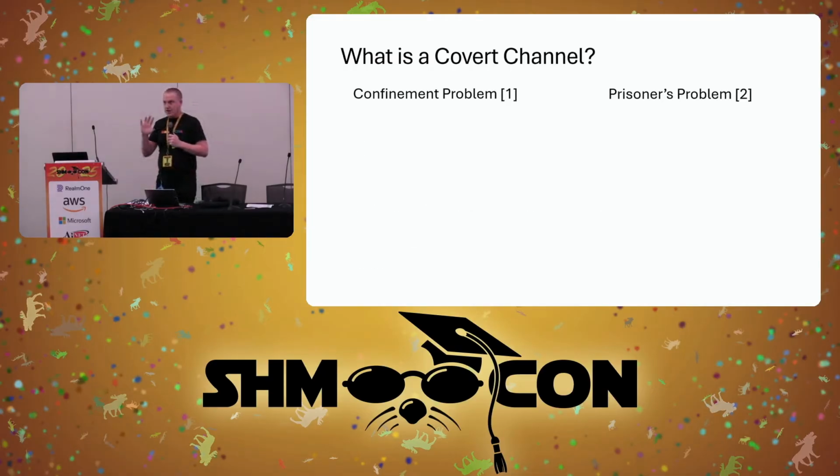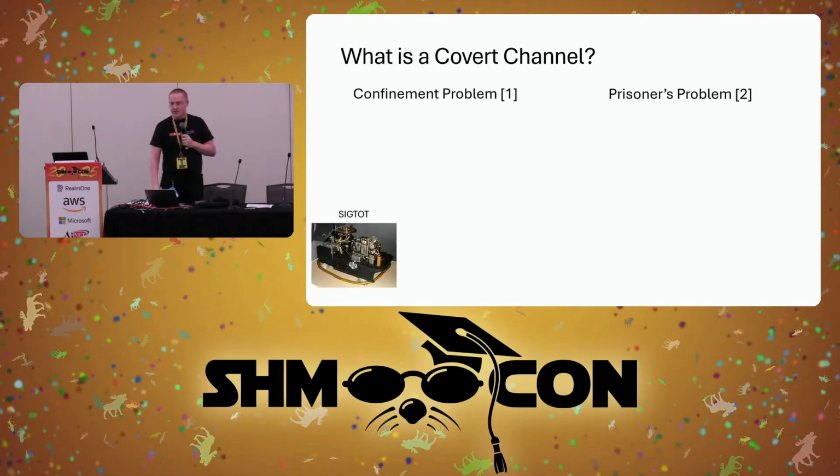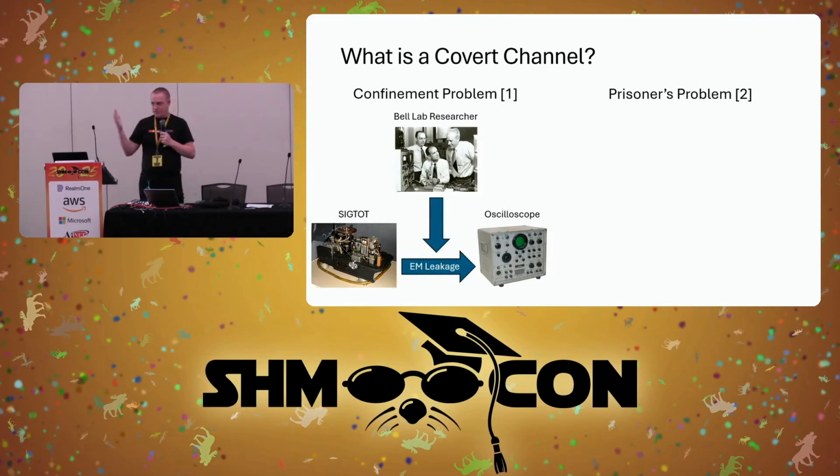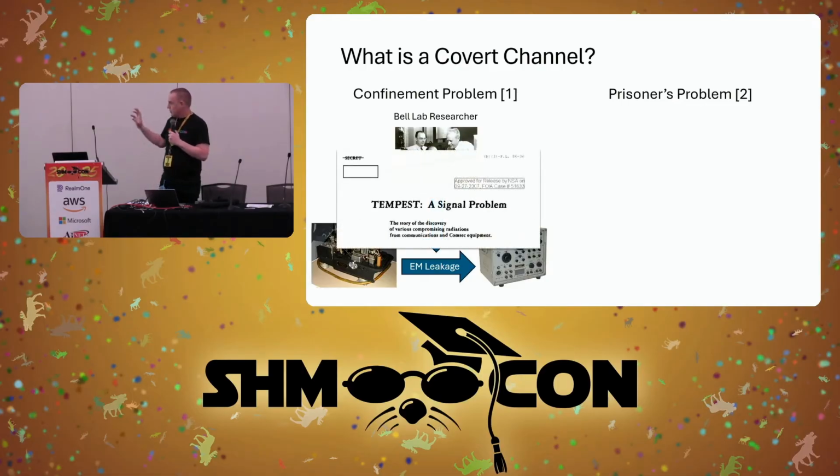So there's kind of two categories of problems with covert channels. There's the confinement problem, which is where you have a process. In this case, this is a World War II era SIGTOT, a one-time pad teletype encryptor. Somebody from Bell Labs noticed that if he went into a different room, he could see the plaintext on an oscilloscope and read it. This is an example of what's more commonly known as side channel leakage. I can't recommend enough, look up Tempest, a signal problem. That's where this story comes from, as well as a bunch of other stories that are really cool.